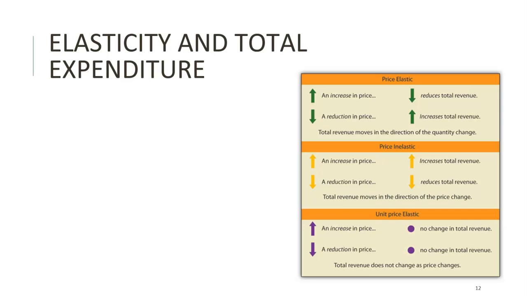So when we're talking about total revenue or total expenditure, this is the total amount of money that people are spending on a particular product. And we calculate that by looking at price times quantity. So price times quantity equals total revenue. Now, total revenue is different from profit. So you can have a high total revenue and still negative profit. We will definitely get into all of that in another section.